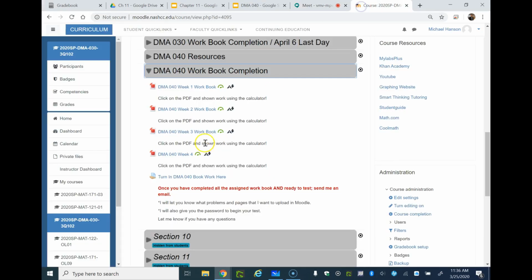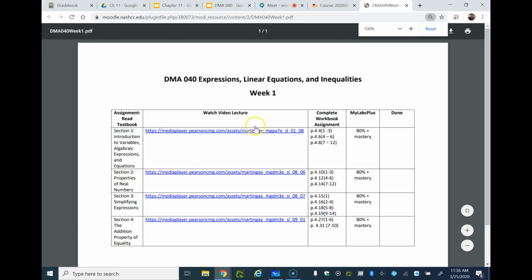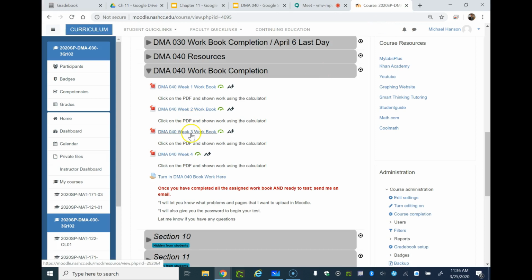Okay, so in Moodle, I have developed, or we, as a math faculty, developed a schedule for workbook completion. If you click on this link, it will take you to what problems I would like for you to do in each section. Make sure you check your answers as you go. After you finish these problems from every week, week 2, week 3, and so forth, I will let you know what problems and pages to upload in Moodle, because this is where you'll be ready to test.